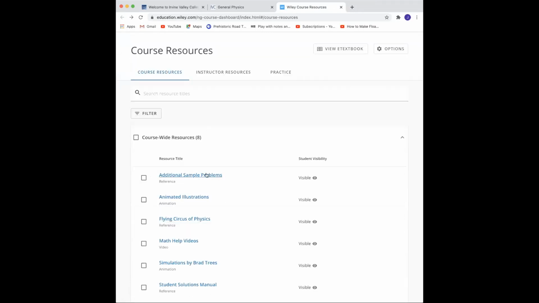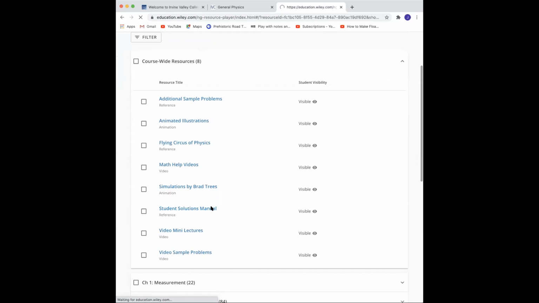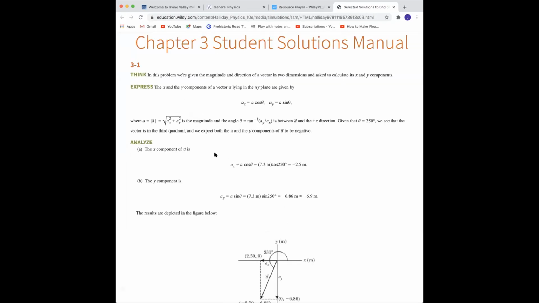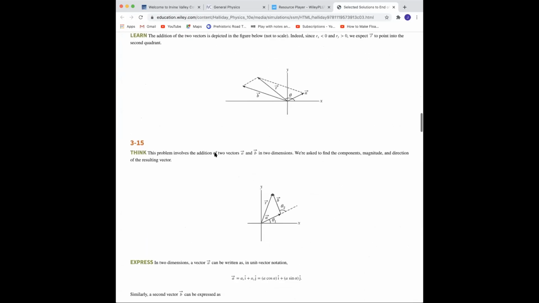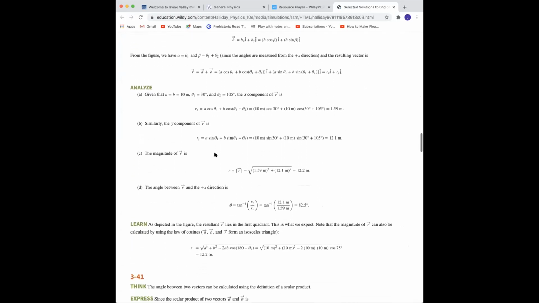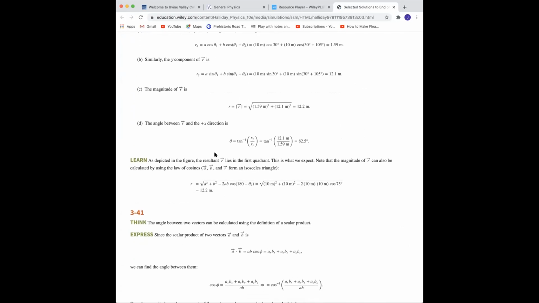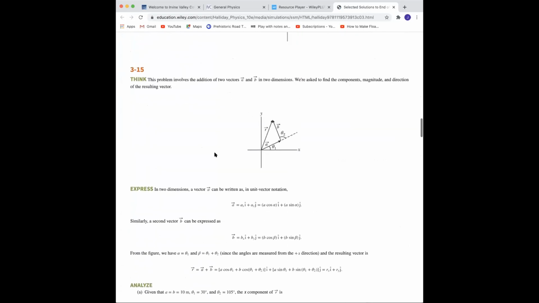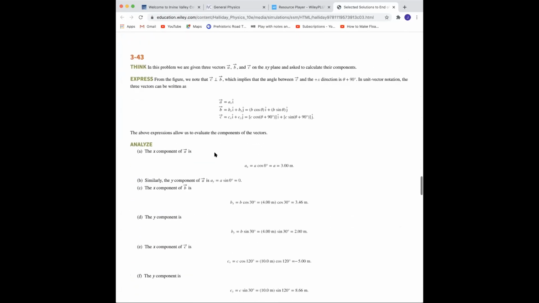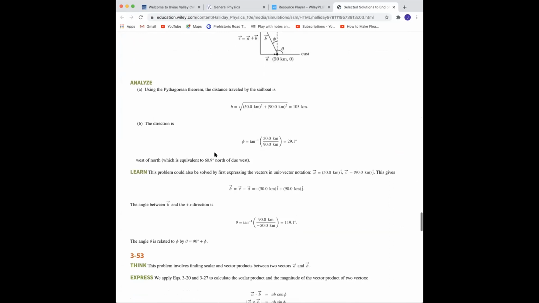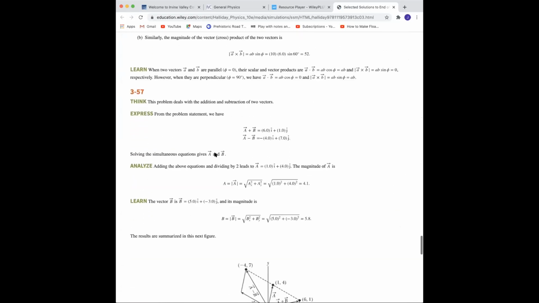You can also go to the student solution manual. So if you want to do any of these odd problems, they will tell you how to solve any of the odd problems. And I might assign them for homework. So if you're doing an odd problem in the homework and you're struggling, some of these problems are right here. They're not obviously all here, but there's quite a few of them here.